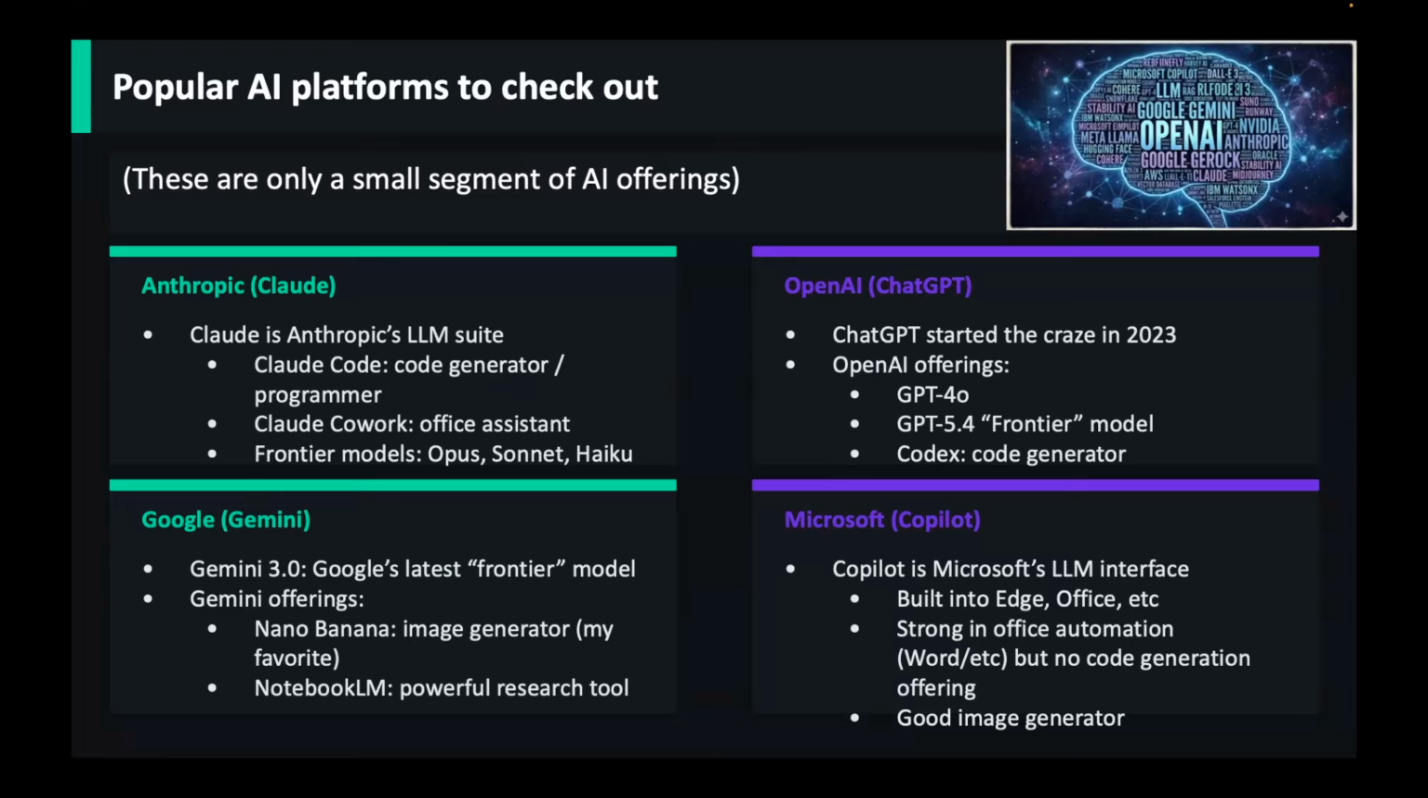OpenAI, of course, that's what started the craze. The latest frontier model, at least as of yesterday or whatever, is 5.4. And they have their own code generator called Codex. And then Microsoft Copilot is really interesting. I use that also. We have access to that. It's connected to Excel and PowerPoint and all kinds of things. It also is connected to all of our SharePoint. We store everything in SharePoint at work. And so if I need to find a document, I can just ask Copilot to go find it for me rather than having to search for it, which is really cool.